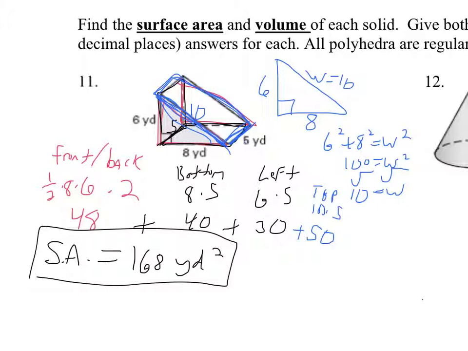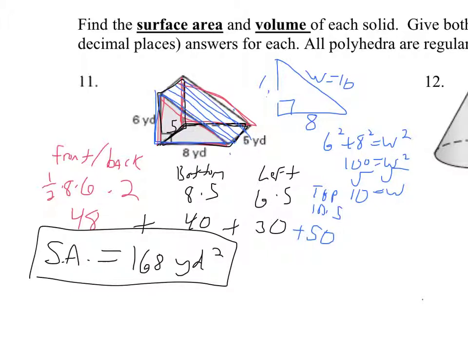Volume will actually be a much shorter calculation here. To find the volume, it's kind of like how many times is this base repeated. If you think of the base as the triangle, the area of the triangle is just 1/2 6 times 8, and then we have 5 identical slices we could make of that triangle. So we're going to times it by 5.